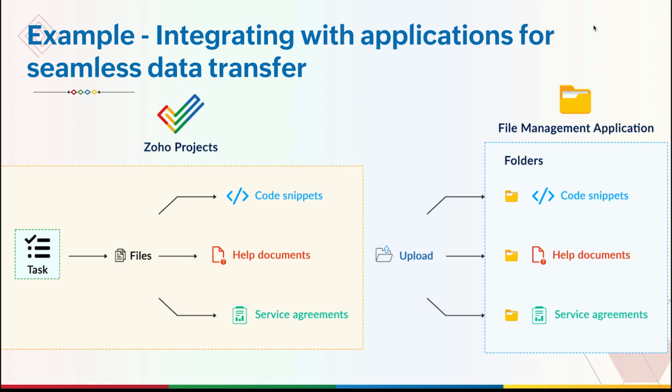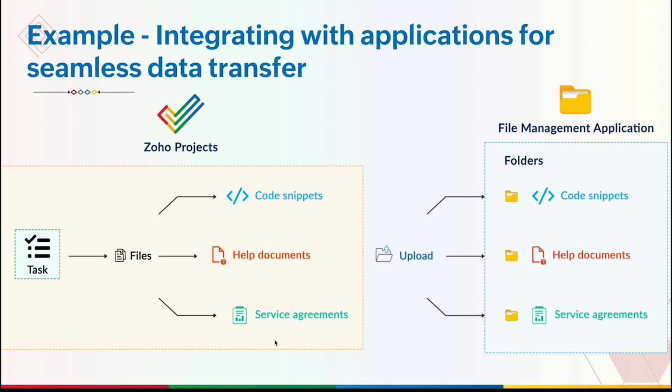Consider the following circumstance as the first example. Assume you are a developer who uses Zoho Projects to manage all of your development-related operations in the form of tasks. Say, you also use a file management application to securely store and categorically organize your data in folders. As a developer, you are likely to handle a variety of files when working on a task, such as code snippets, help documents, or service level agreements.